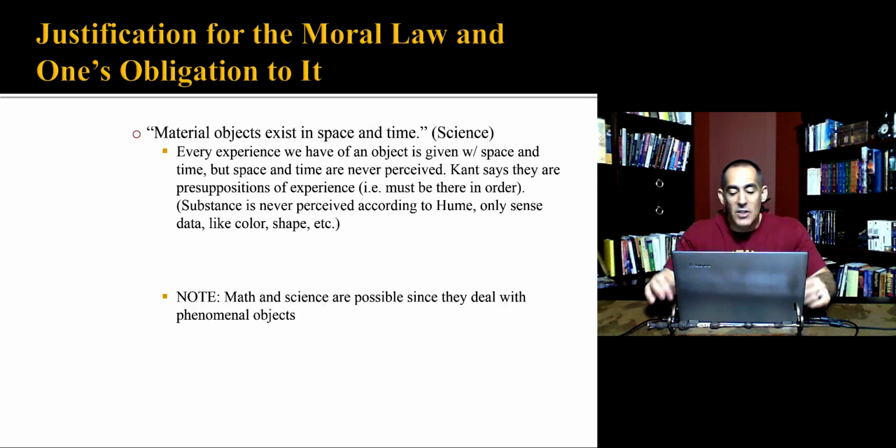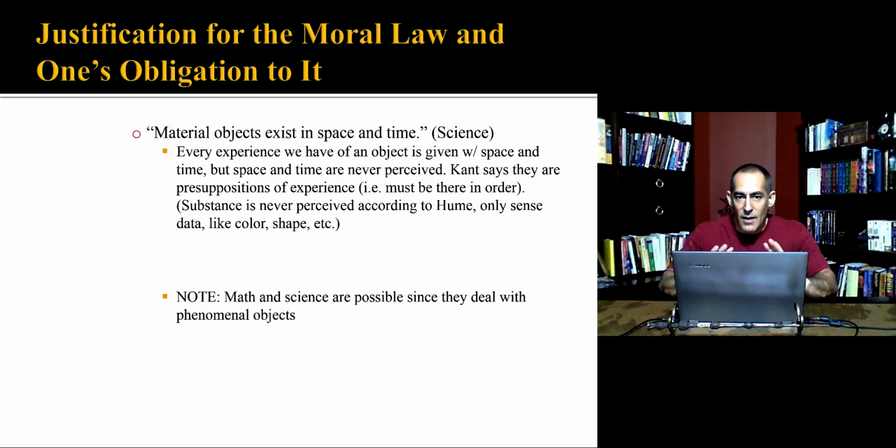Another one is that material objects exist in space and time. Every experience that we have of an object is actually given with space and time, but space and time we never experience. So it can't be after experience. It's got to be a priori. Kant says they're presuppositions of experience. They must be there in order to have experience. And this will get into his metaphysics and epistemology, which we'll talk about a little bit later.